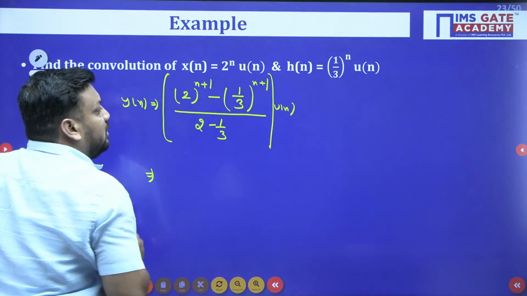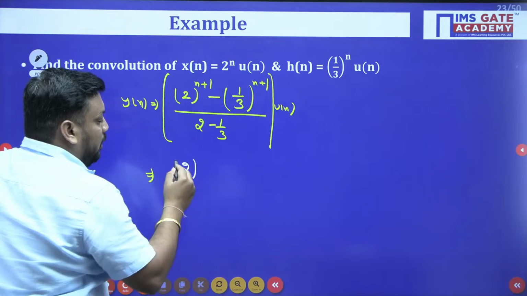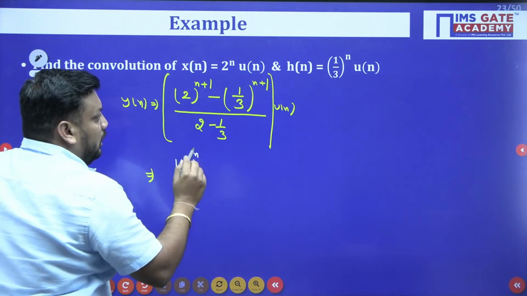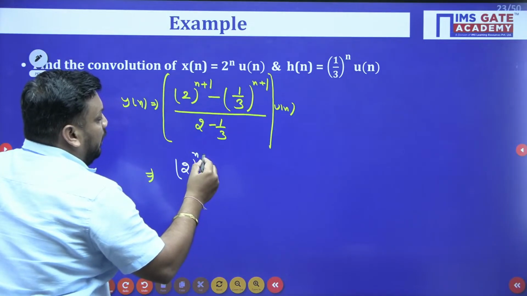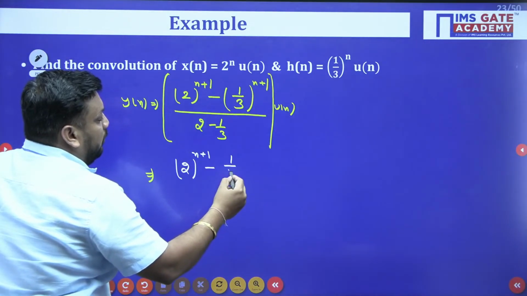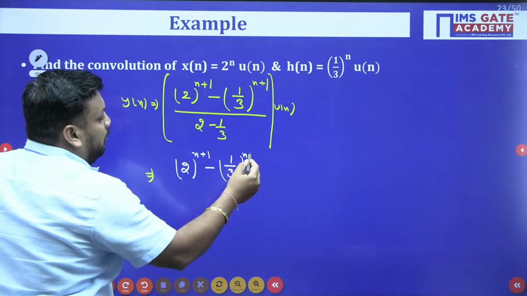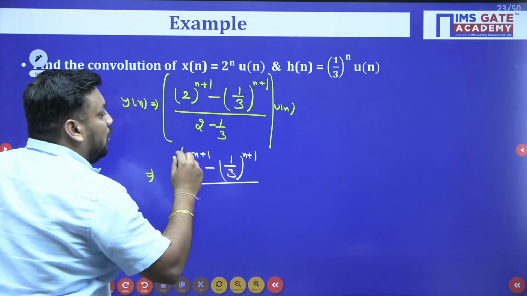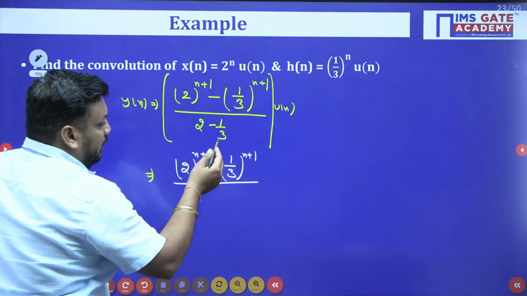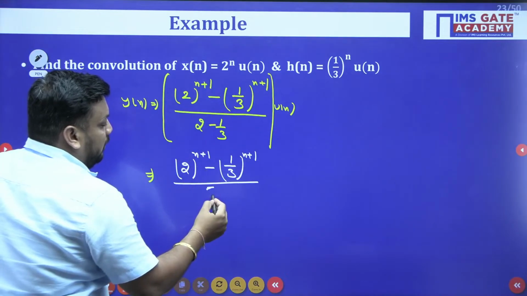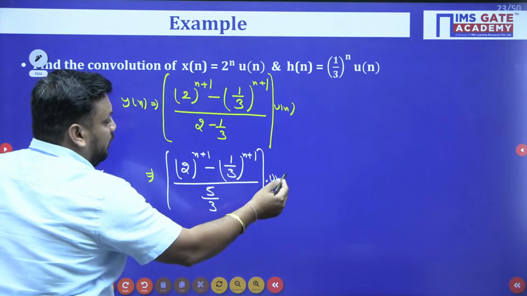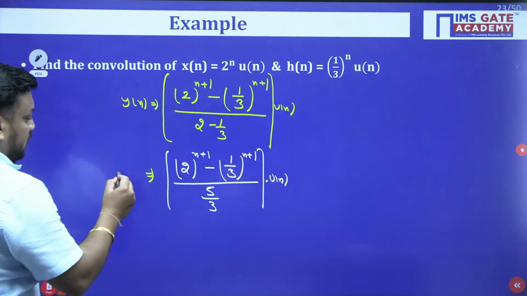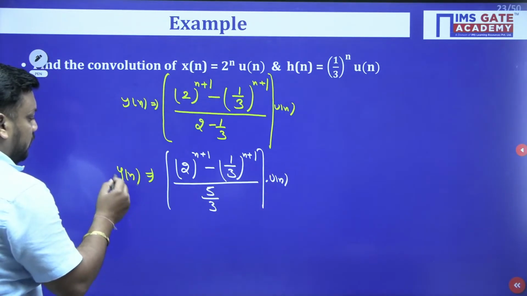So your final answer is nothing but what? 2 की power n, even you can take outside also this, okay. So 2 की power here n plus 1 minus 1/3 की power n plus 1 upon 2 minus 1/3, it means you can take 3 to the 6 minus 1, 5/3 and whole bracket close, and here you will get y of n. Yes. So this is nothing but your y of n, guys.